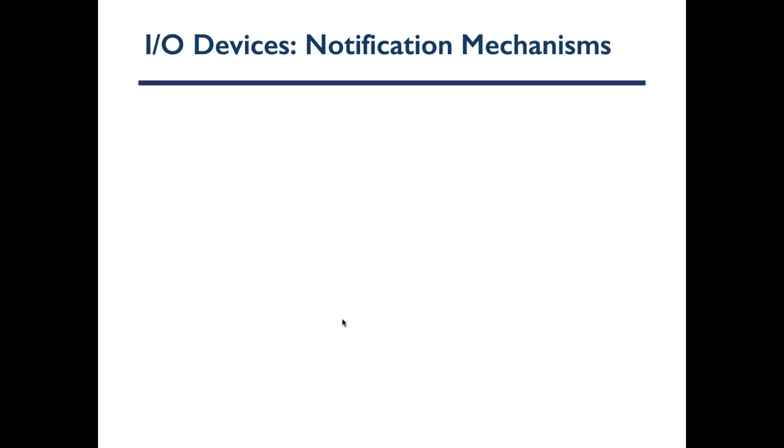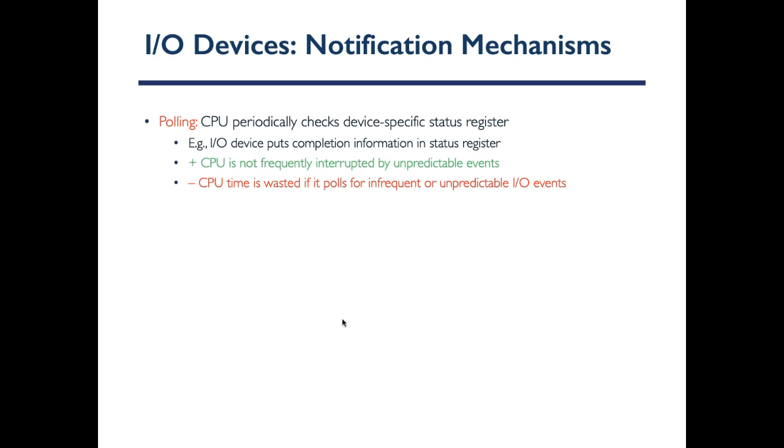Now let's talk about the notification mechanisms I alluded to. You could either do polling. This basically means that your CPU periodically checks the status register of your device to see if the data is ready. This is, in one sense, good, and that sense is that you're not interrupting your CPU a lot.